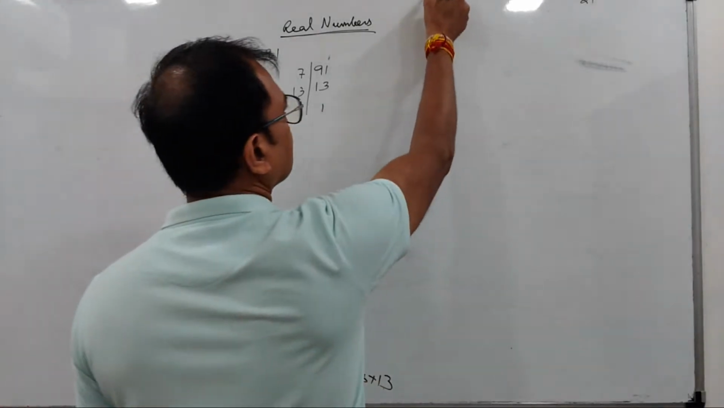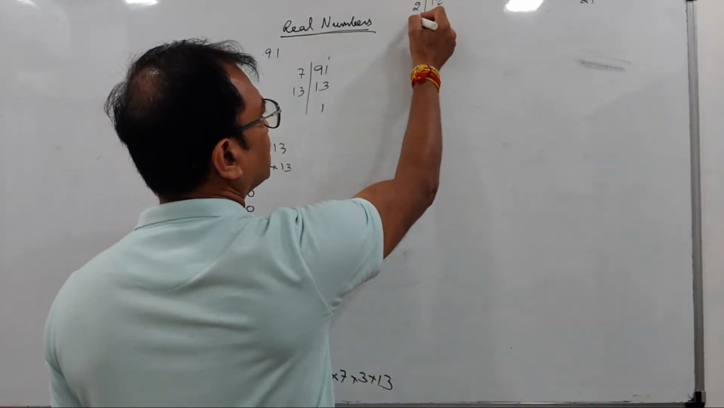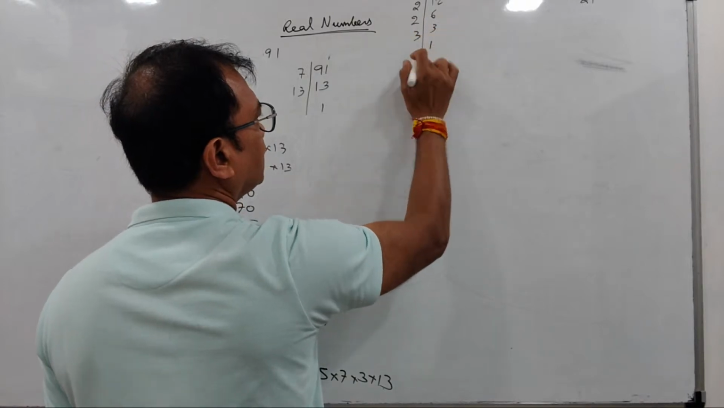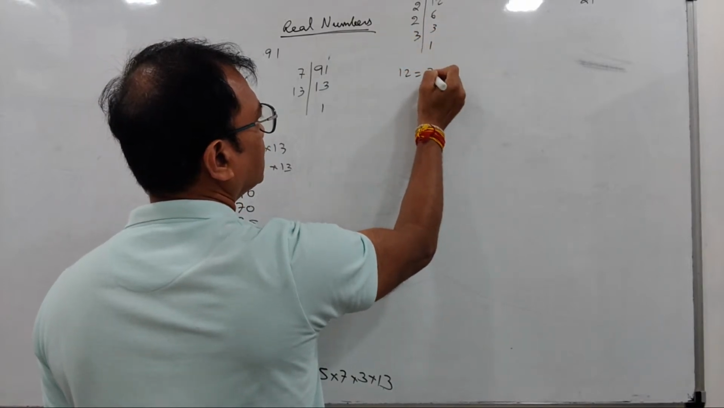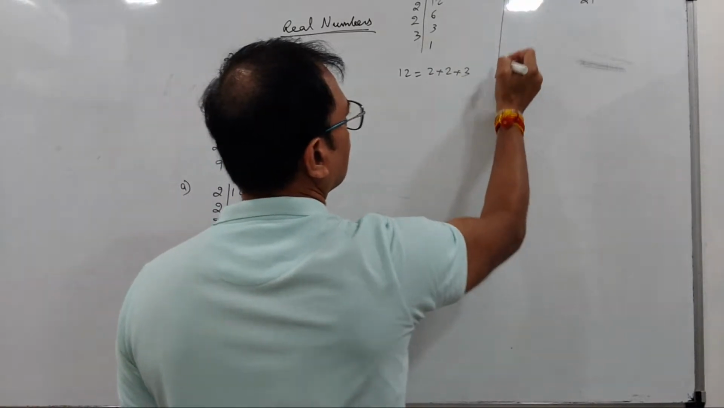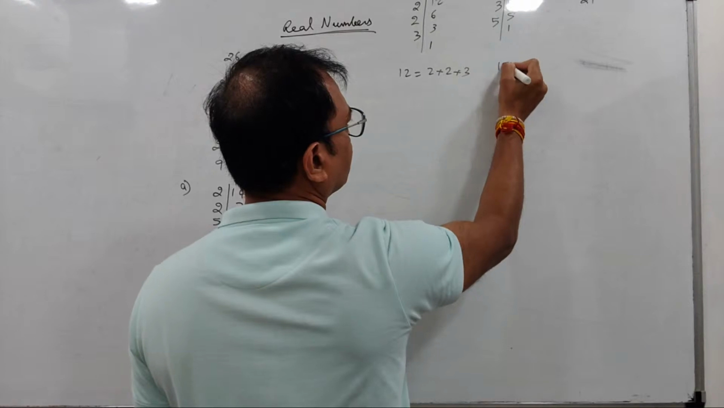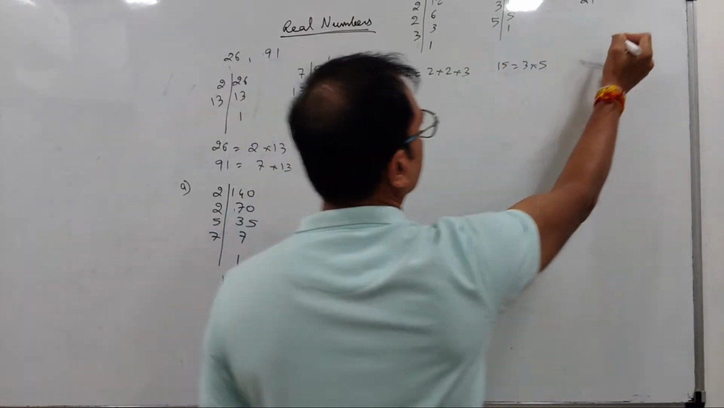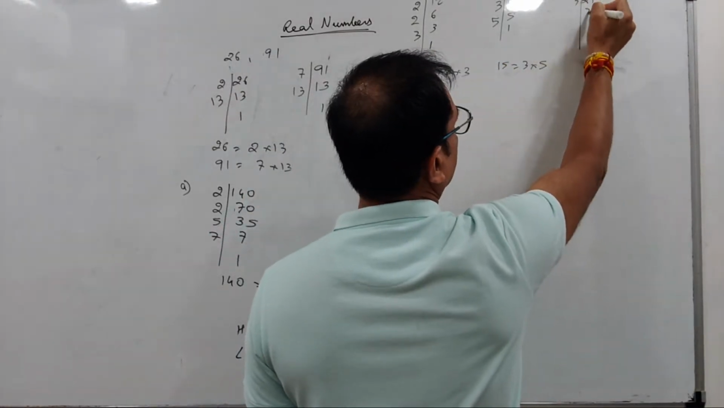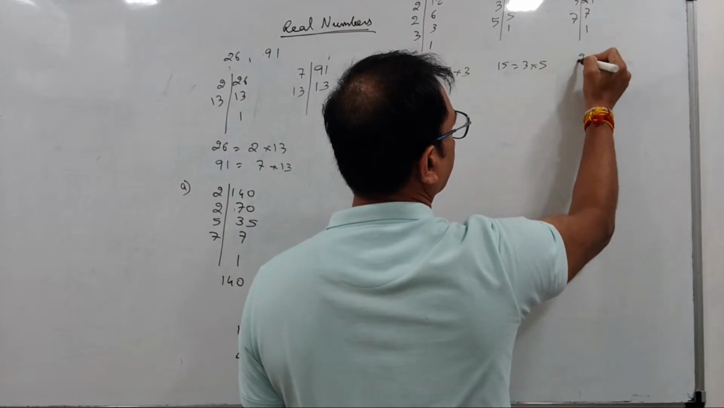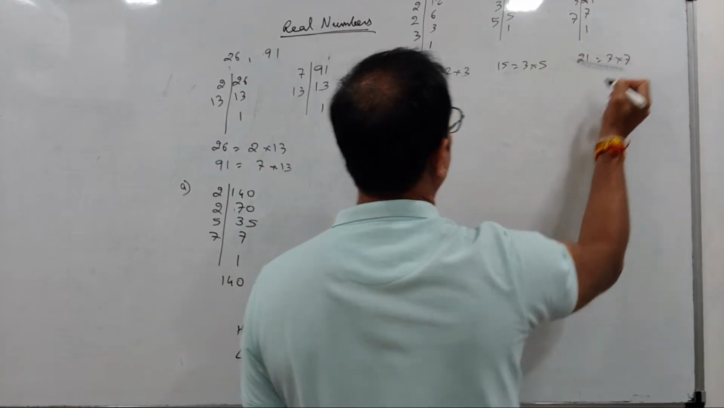So, HCF, let's say 2 6 2 3 3 1. So 12 is equal to 2 into 2 into 3. 15, 3, 5, 5, 1. So 15 is equal to 3 into 5. 21, 3, 7, 7, 1. So 21 is equal to 3 into 7.